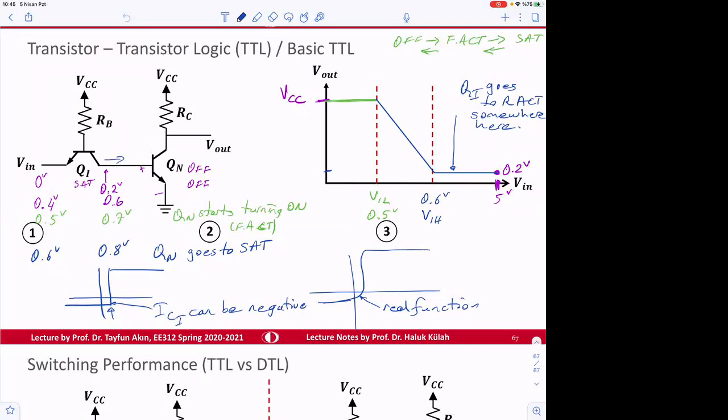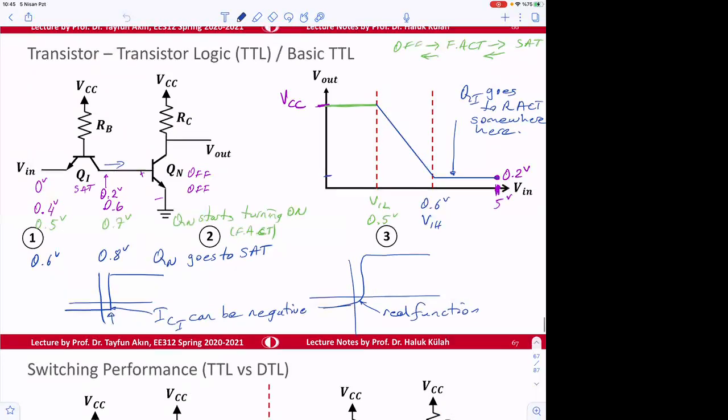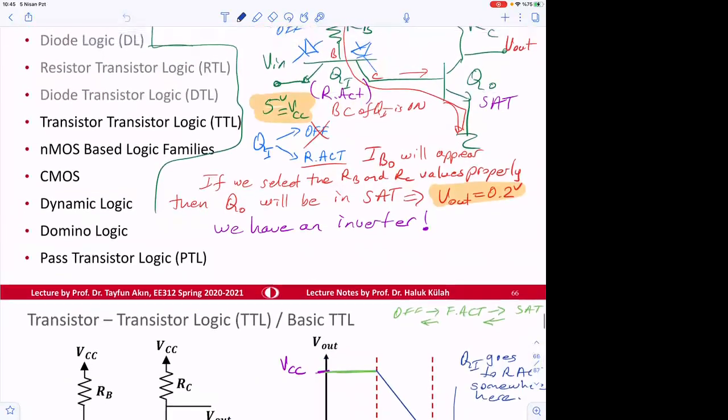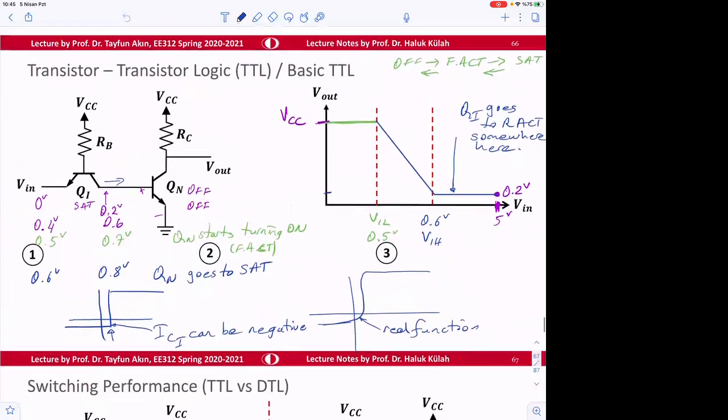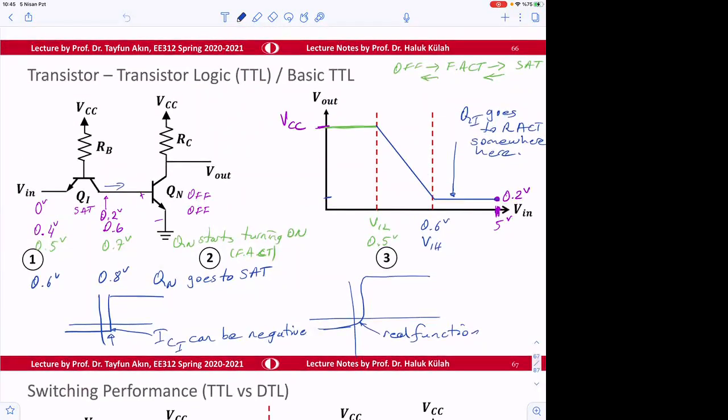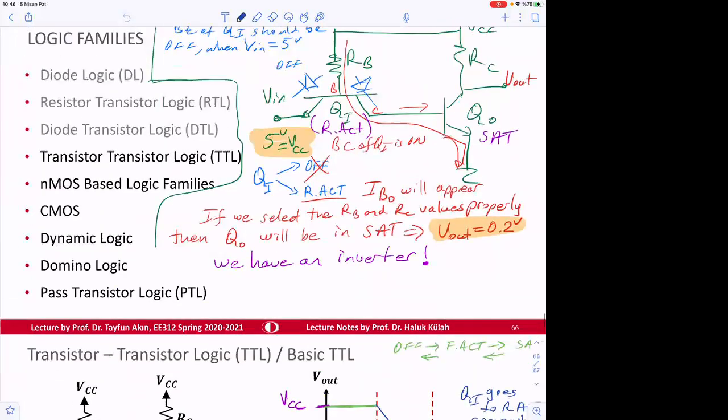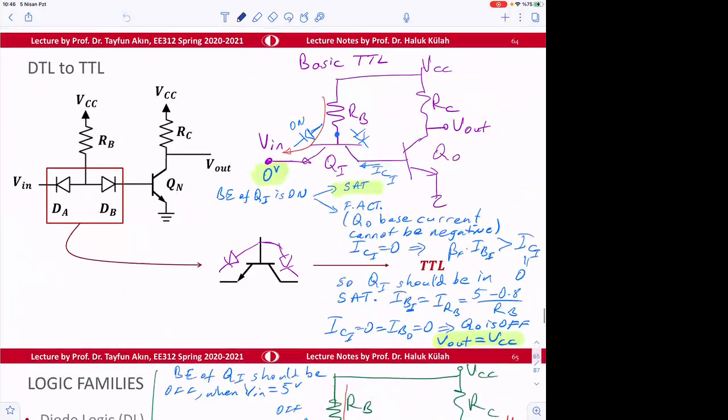Okay, good morning. We will today continue with the basic TTL and its operation and voltage transfer function. So I'd like to talk about this a little bit to let you remember. The point of making this kind of device actually came from DTL.